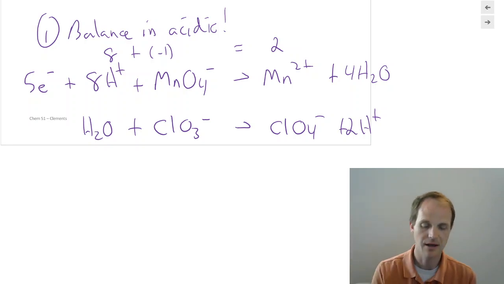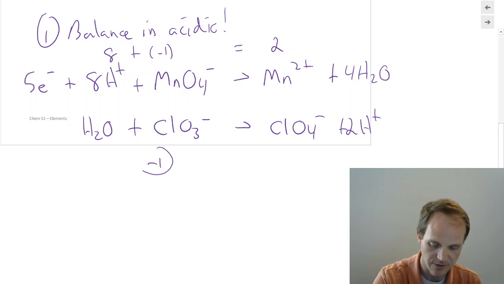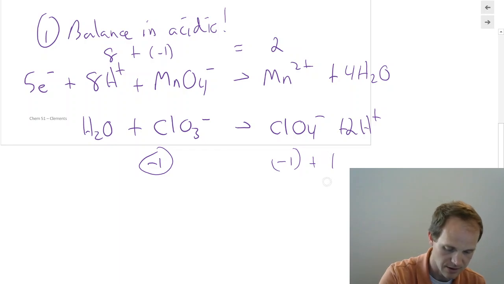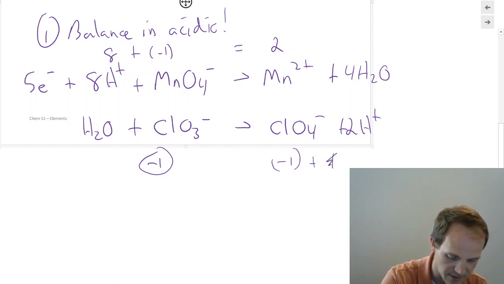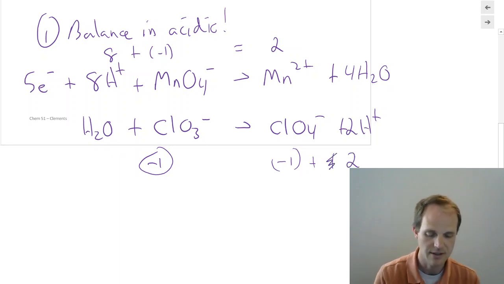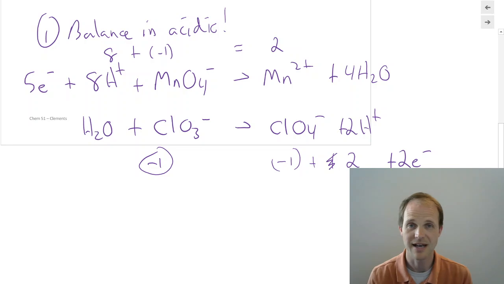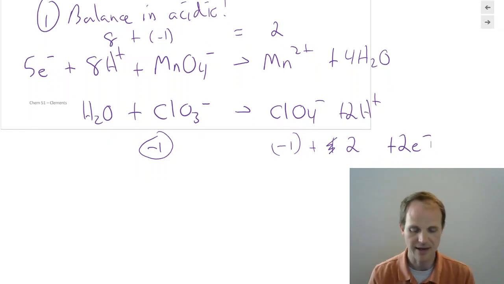Yeah. And then on the bottom one, what am I going to do? I've got to balance my charge. I've got a minus 1 over here. I've got minus 1 plus, it's just not letting me delete, I don't know why, plus 2, right? So I've got minus 1 is equal to minus 1 plus 2. I need to put a couple electrons over here to balance that guy out. Okay, that's how I get minus 1 is equal to minus 1.